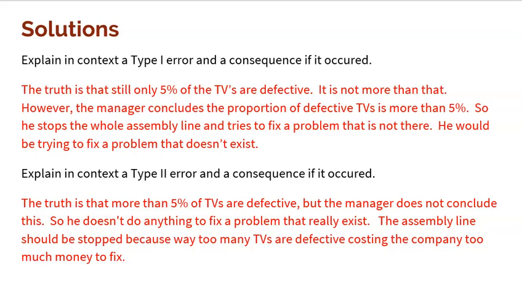So, again, which one's worse? Well, type 1's going to waste time because we're going to stop the production line. But at least at the end of it all, the truth is that the company's fine. Nothing is wrong. Type 2 error, to me, is a bigger problem because there really is something wrong. The TVs really are more defective, and the company's going to waste a lot of money fixing all these broken TVs when maybe they should have stopped the assembly line and fixed it so this doesn't happen.